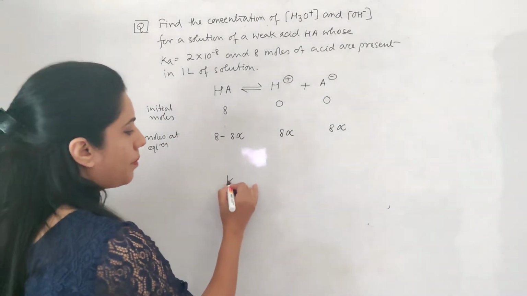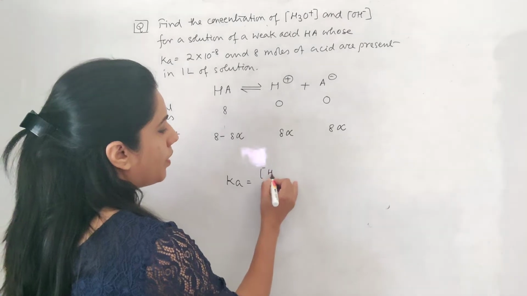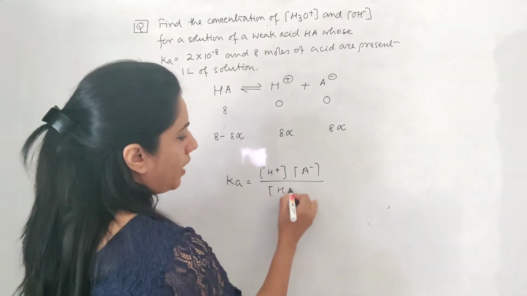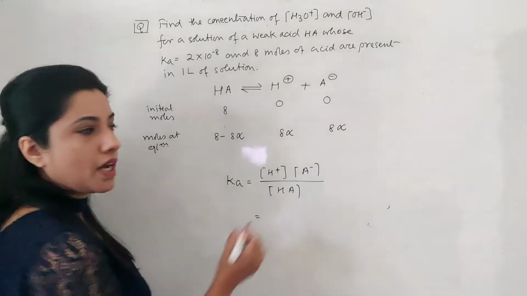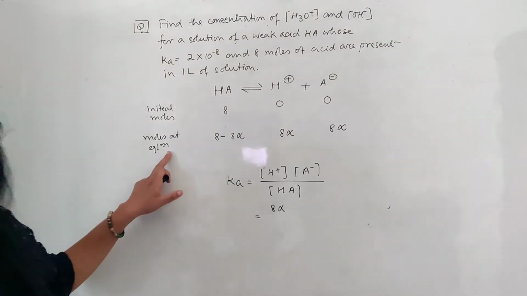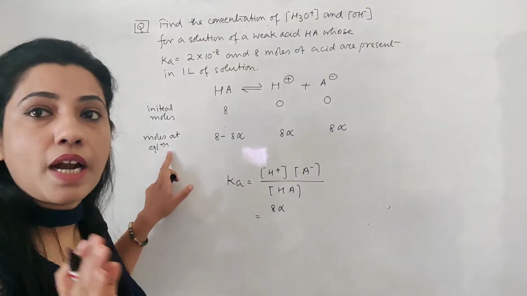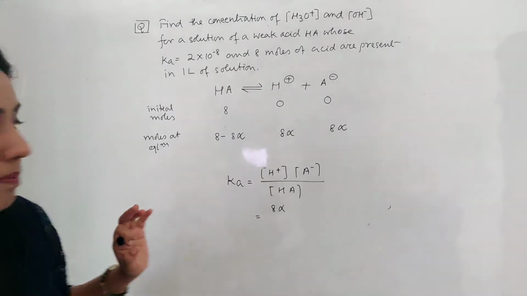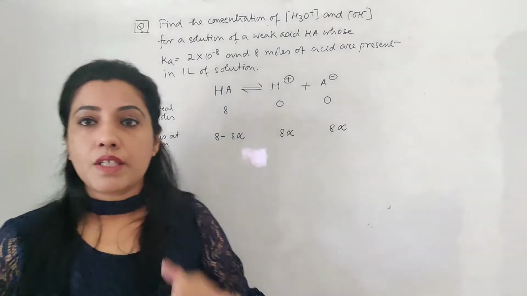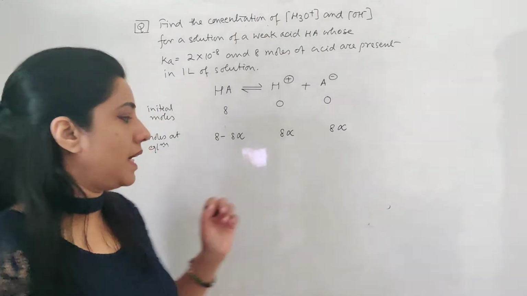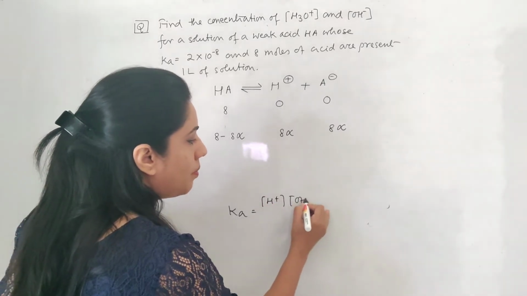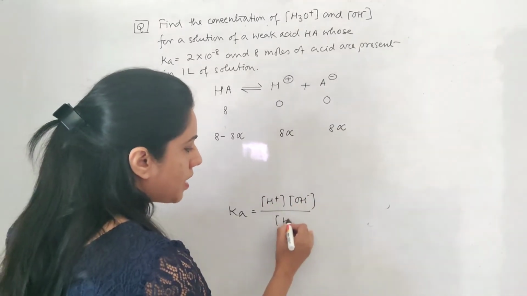Now we will write down the equilibrium constant for the acid. Ka is equal to concentration of H plus into concentration of A minus divided by concentration of HA. Now take the concentration terms. H plus is how much? 8 alpha. This is moles at equilibrium. We have to find out the concentration at equilibrium. This is a big mistake, please correct it. We have found out moles at equilibrium. We need to actually find out concentration at equilibrium because in the Ka expression we have concentration terms, not the mole term. The square bracket means it is a concentration.